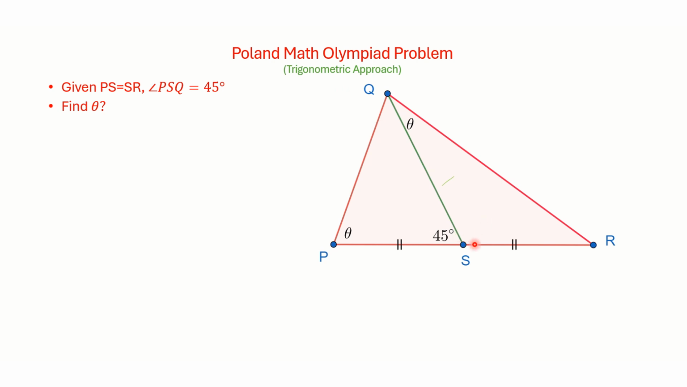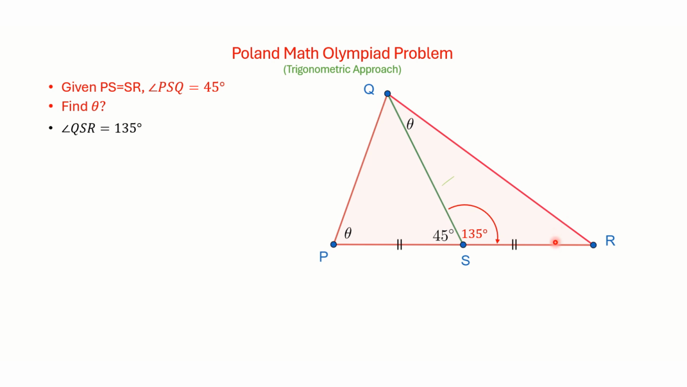What will be the value of this angle? This angle is 45 degrees and we know that on any line the sum of angles equals 180 degrees. This means this plus this angle is equal to 180 degrees. If this is 45, then this angle will be 180 minus 45, that is 135 degrees. So, here angle QSR will be 135 degrees.